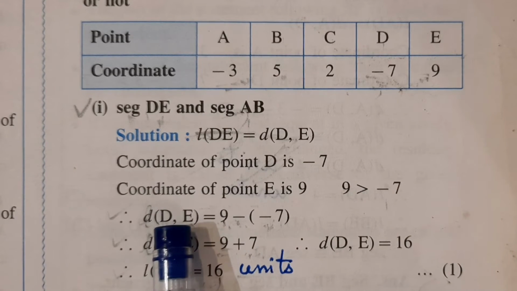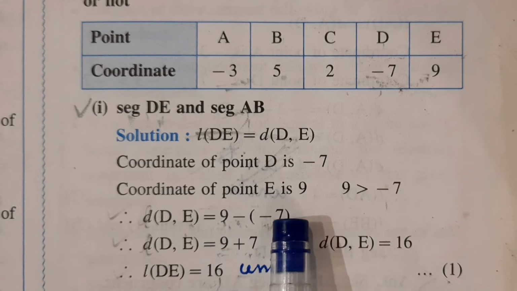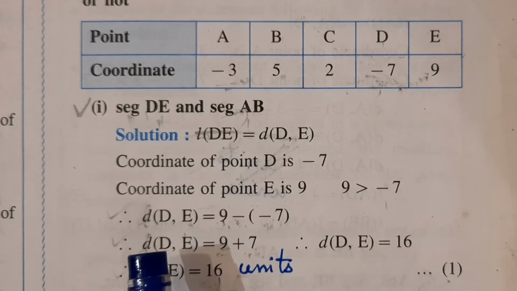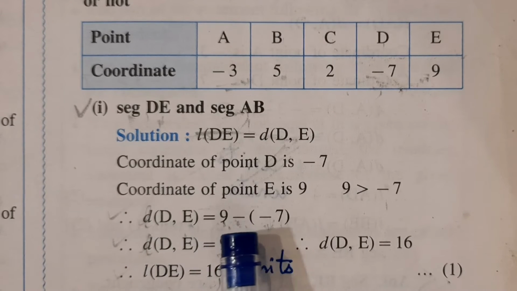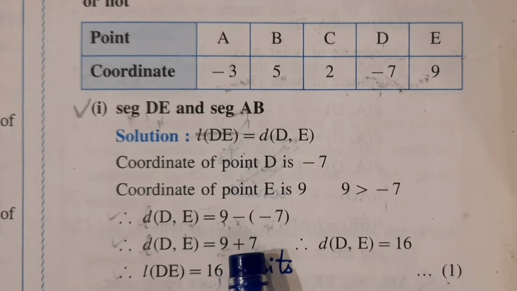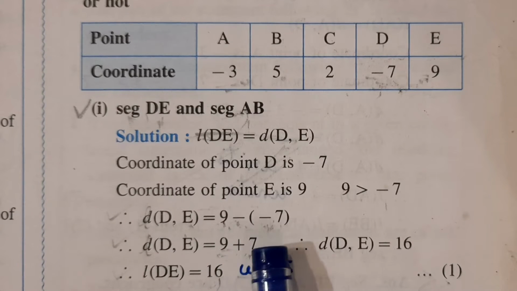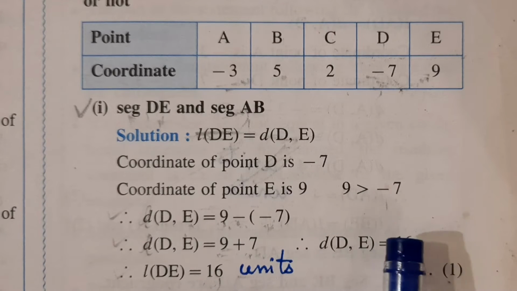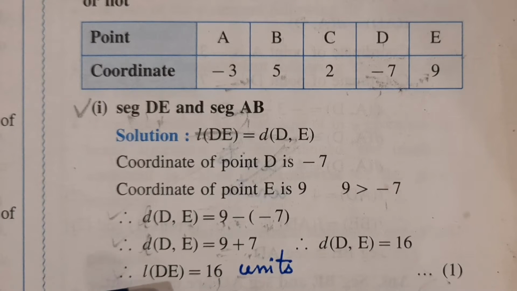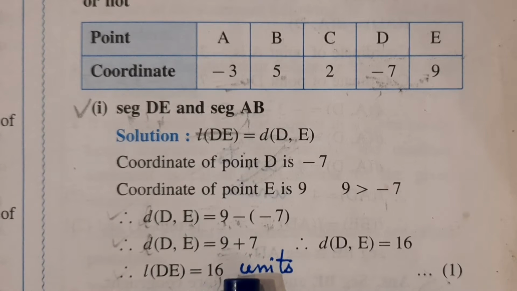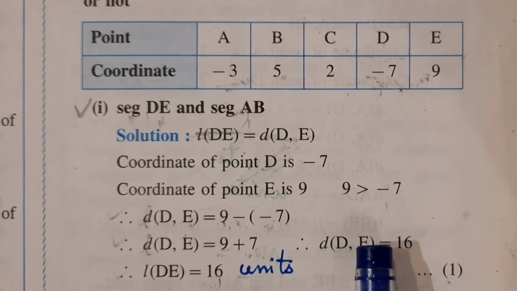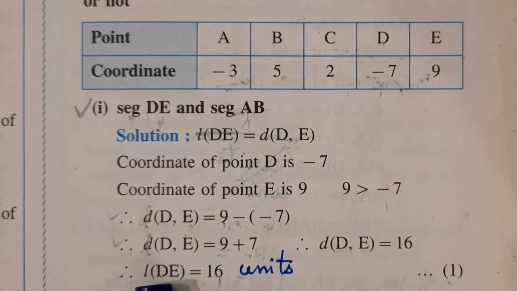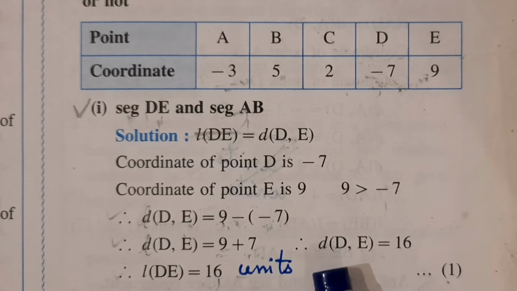So distance DE will be greater coordinate minus smaller coordinate, the same concept which we used in exercise 1.1. So distance DE will be 9 minus -7, and minus into minus will again be plus. So 9 plus 7 is 16. Therefore distance DE is 16. Now, you can even say the length DE is 16 units. When you write distance DE, you can put a comma between the two letters, but when you write length DE, do not put a comma between the two letters D and E.